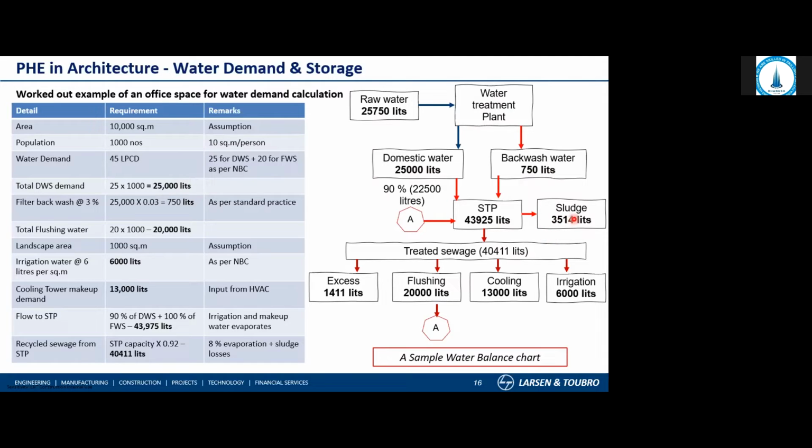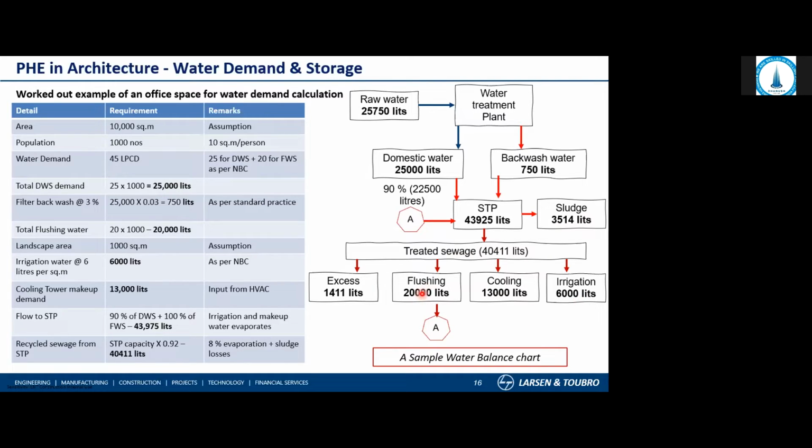So sludge could be approximately calculated as 3 to 8% of this. Then we'll find the treated water approximately after the sludge goes off. Then you can find approximately 40,000 liters. In that, you can see we have already calculated the flushing demand of 20,000 can be used, and cooling demand of 19,000, and irrigation of 6,000.